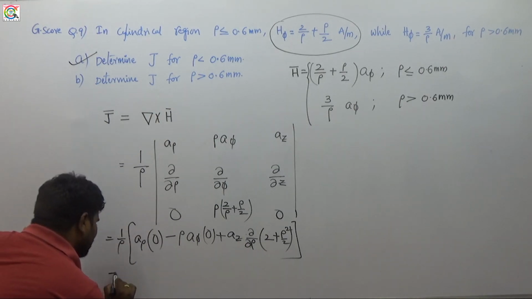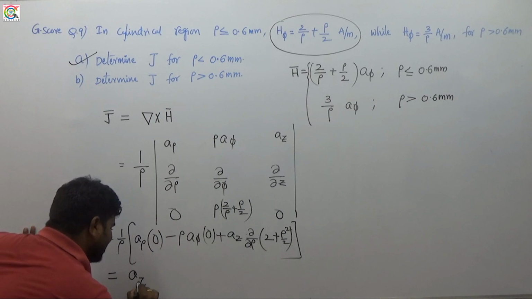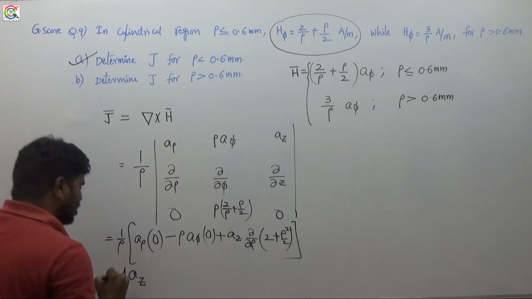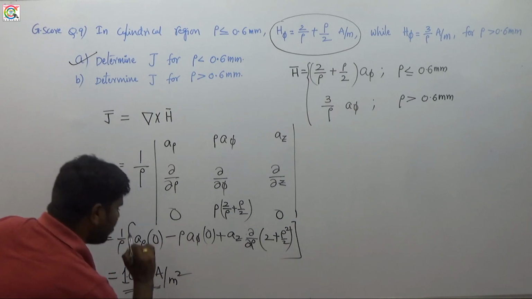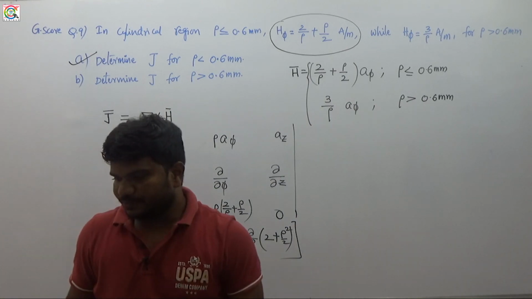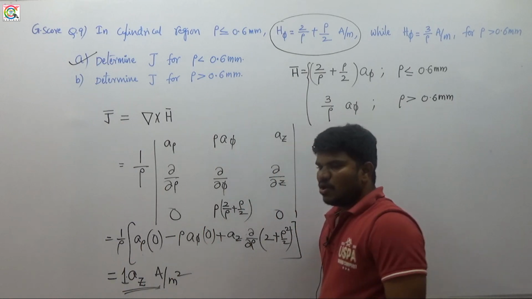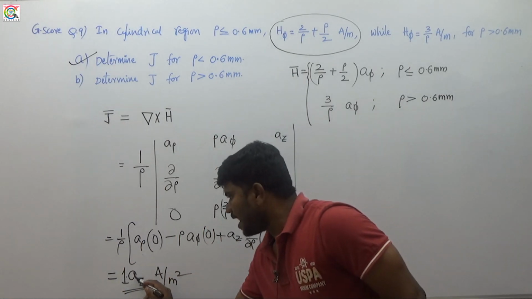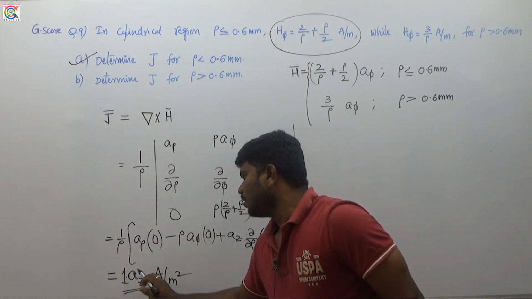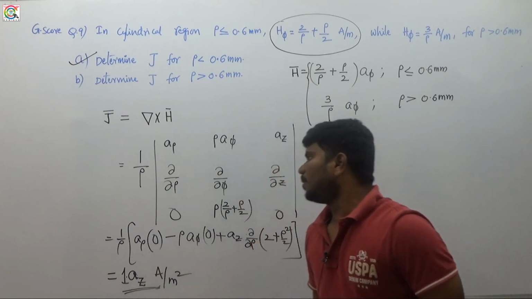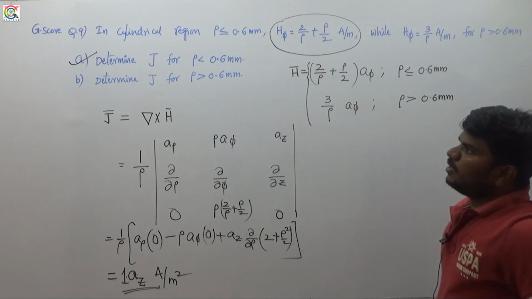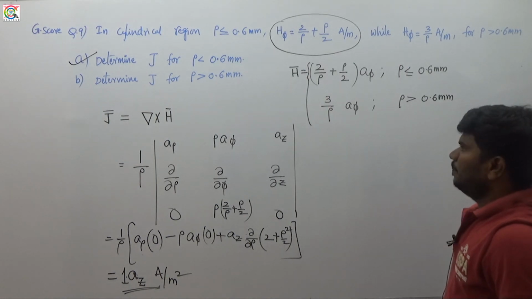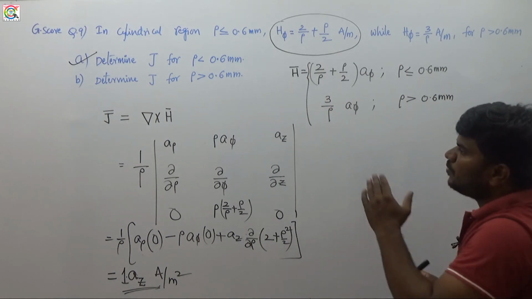So finally how much you will get? So here az means 1 into az ampere per meter square. So this is the final answer we are getting. Okay, so how much you are getting? 1 into az ampere per meter square. So this is the final answer for part A.